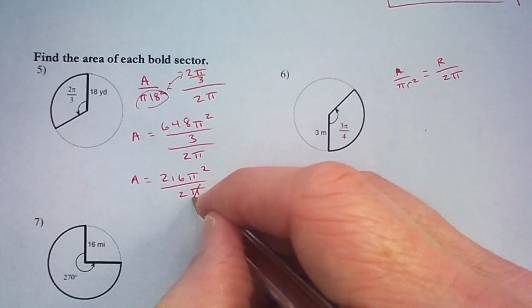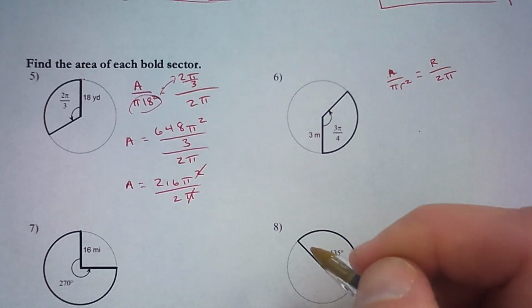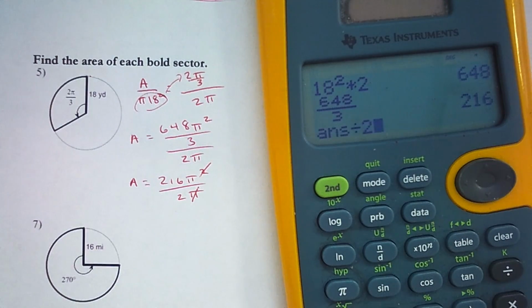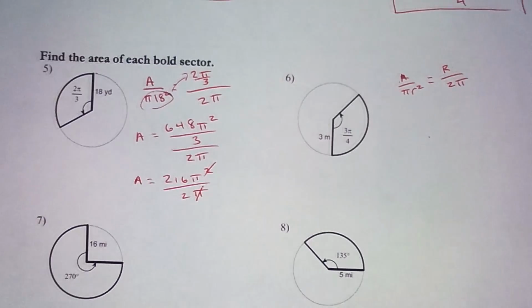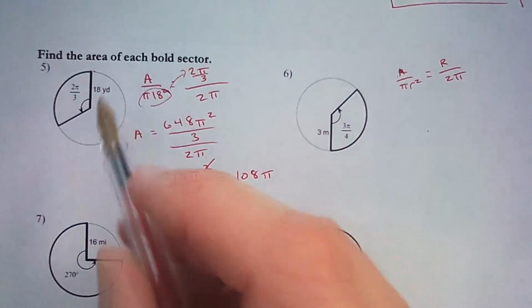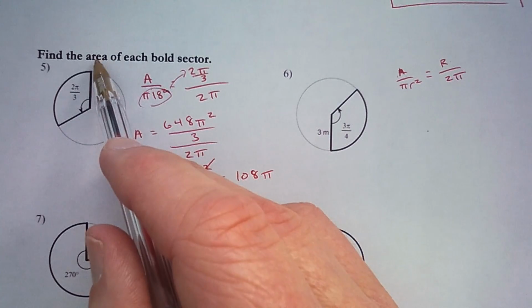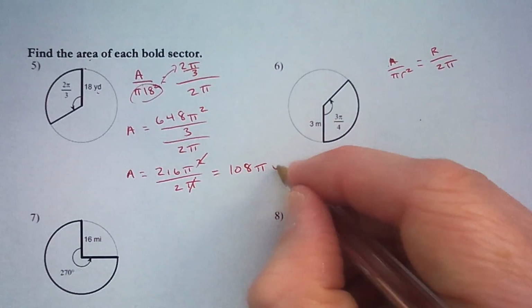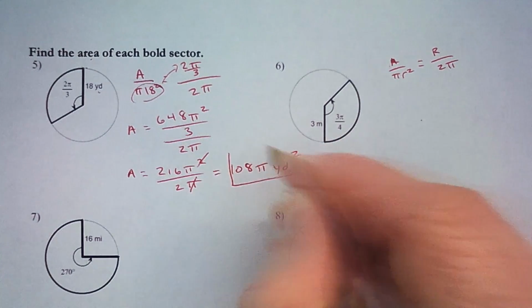I can cancel out one of the pi's from the numerator and the denominator. And then 216 over 2 is 108. So I get 108 pi, and we're looking for an area, so it's going to be units squared, and in this case it is yards, so it is yards squared.